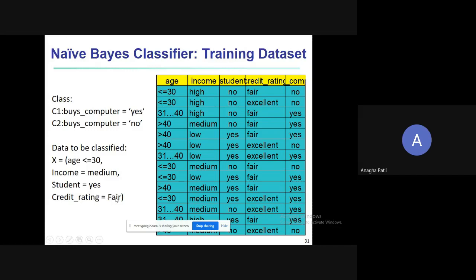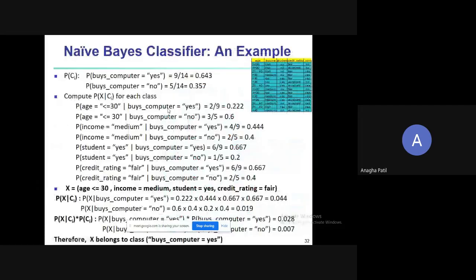Credit rating equal to fair with buys computer equal to yes, and credit rating equal to fair with buys computer equal to no. So we'll go ahead and calculate these attributes. Now we'll see that for buys computer equal to yes there are a total of 9 records. We have listed these 9, out of which only 2 are valid for age less than or equal to 30 and buys computer equal to yes.